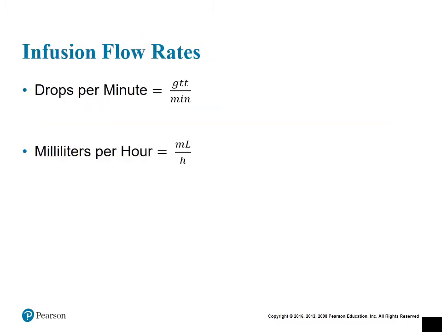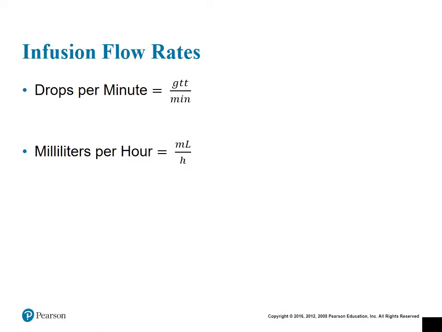All right, so infusion flow rates are going to be given, or when you calculate them, you will want drops per minute or milliliters per hour. GTT is the drops, and MIN we know is minutes. Milliliters per hour, we're familiar with those abbreviations for our units. So drops per minute or milliliters per hour.